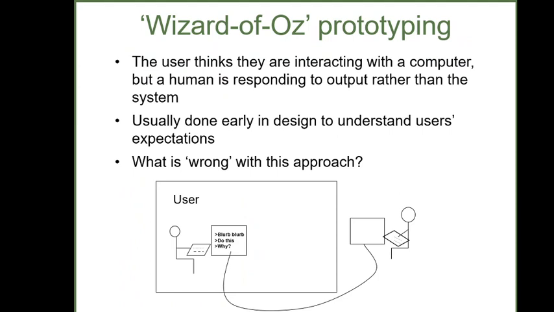So Wizard of Oz prototyping, the user thinks they are interacting with a computer but a human is responding to the output rather than the system. Usually done in early design to understand users' expectation. So what is wrong with this approach?